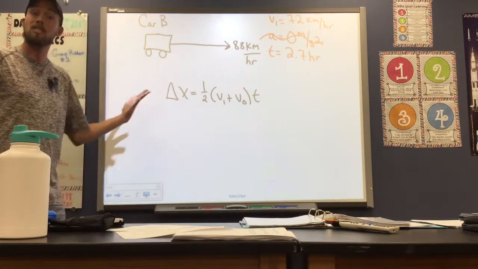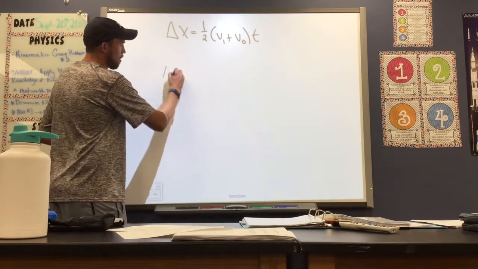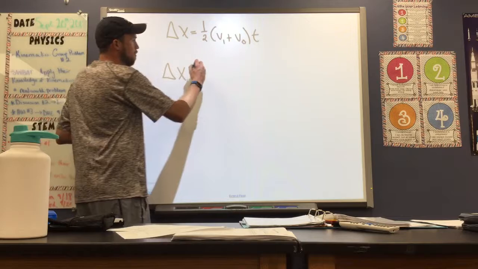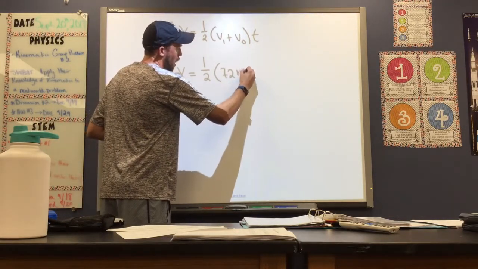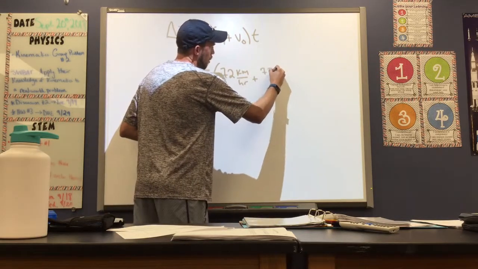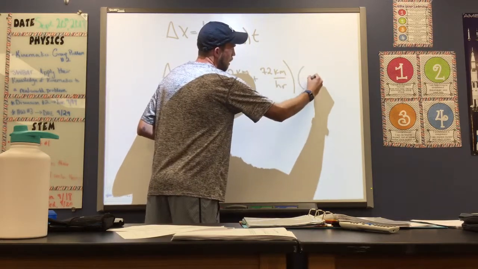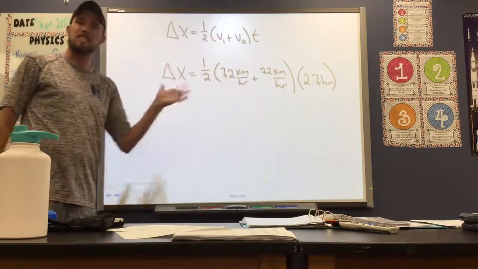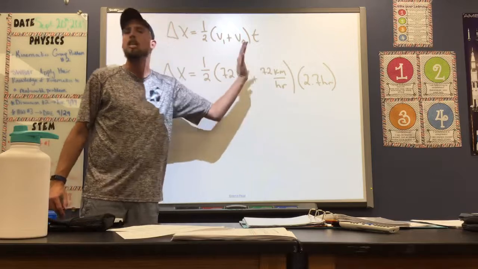Now, just going to take the variables that I'm given and plug them into my equation. Well, I don't know delta x, all right? That's what we're looking for, how far we're traveling. I do know 1/2, just plug that in. I know my v1 was 72 kilometers per hour. I know my v0 was 72 kilometers per hour. And I know my time is 2.7 hours. Okay, now here, we don't need to necessarily convert our time to a different unit because our unit for time is consistent in all our variables.